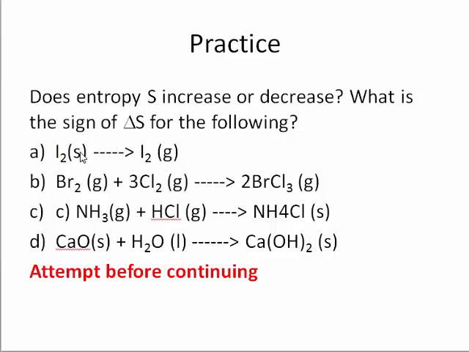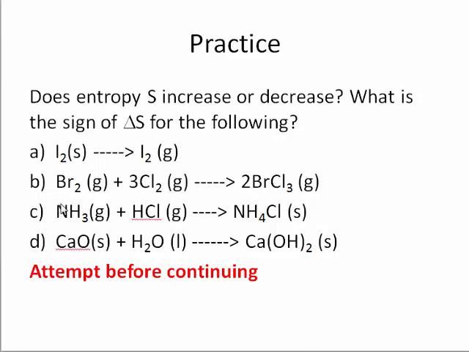Here we see sublimation of iodine. Solid iodine goes to gas. Bromine and 3 chlorines react to make 2 bromine chlorides. All species are gases. We'll assume for all these processes that temperature is staying the same. Ammonia gas reacts with hydrogen chloride gas to make solid ammonium chloride. And calcium oxide solid reacts with liquid water to make solid calcium hydroxide.